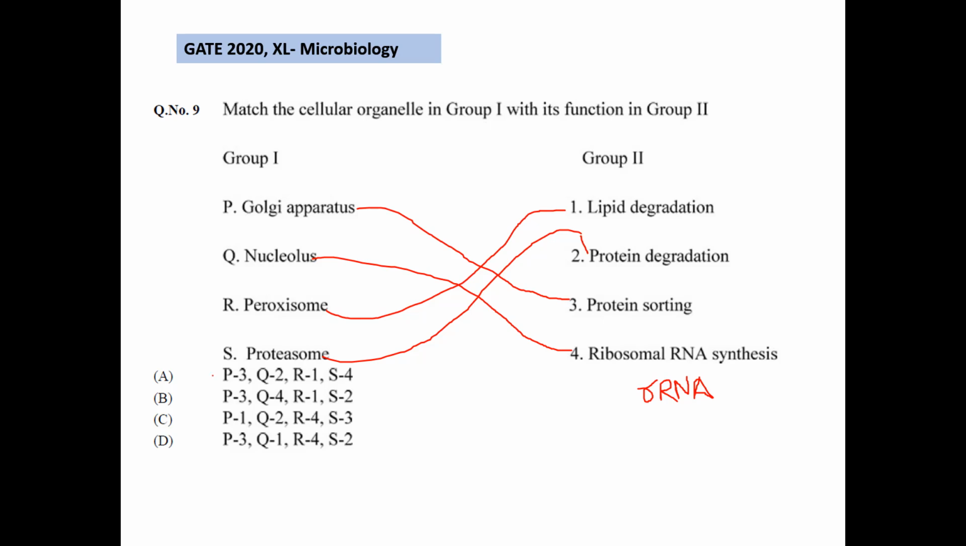So we have A, B and D. Then we have nucleolus, whose correct option is 4. So option number B, and R is 1, lipid degradation, S is 2, protein degradation. So the correct option is option number B. Thank you.